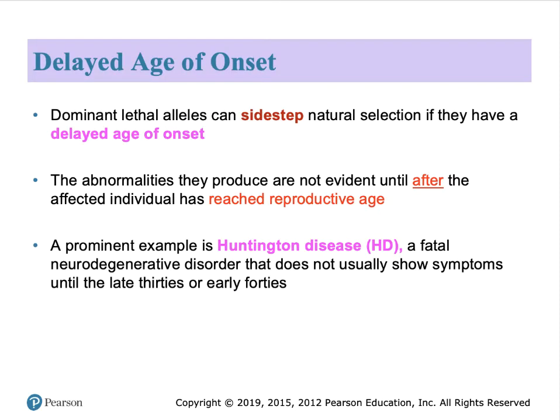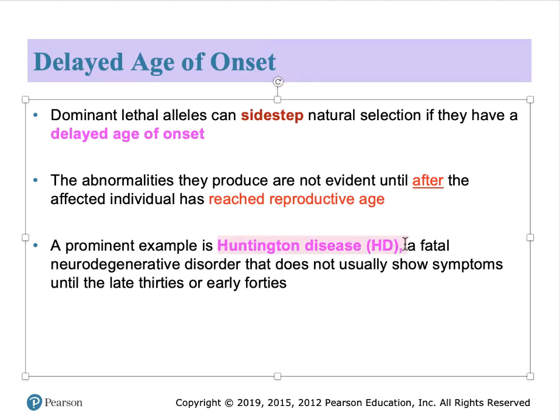Another observation with genetics is the age of onset of a particular disease. So some dominant lethal alleles can sidestep natural selection. That means they cannot be selected against because the children are already born and the genes and their alleles have been passed on to the offspring. And a classic case of that in humans is Huntington disease.